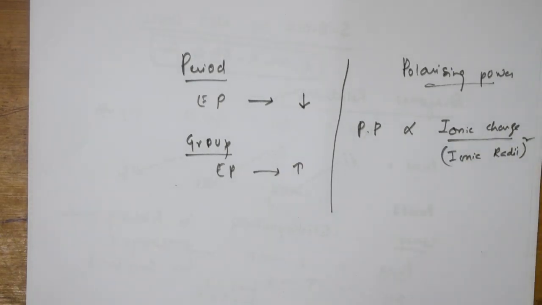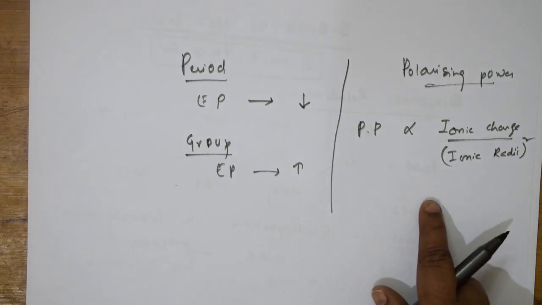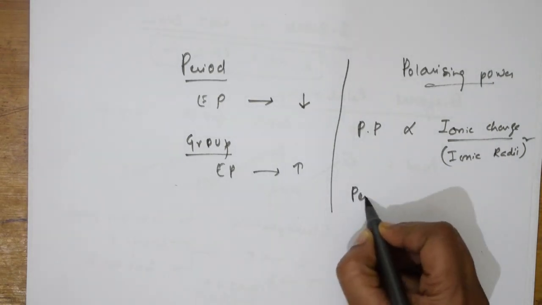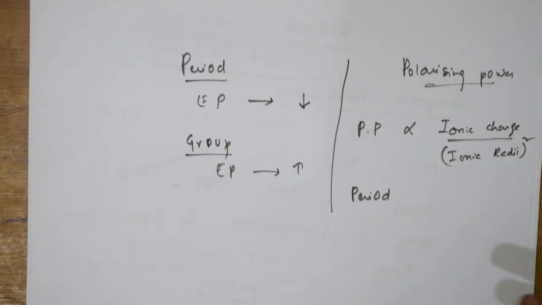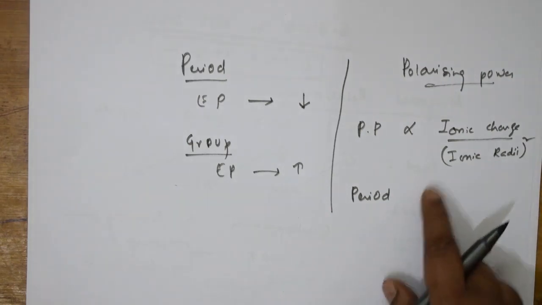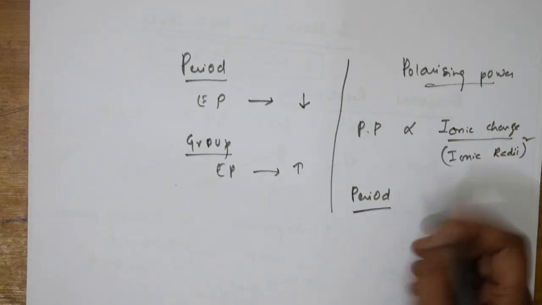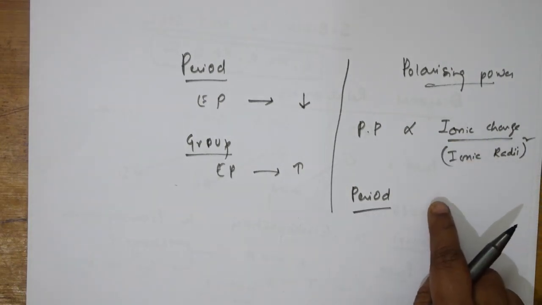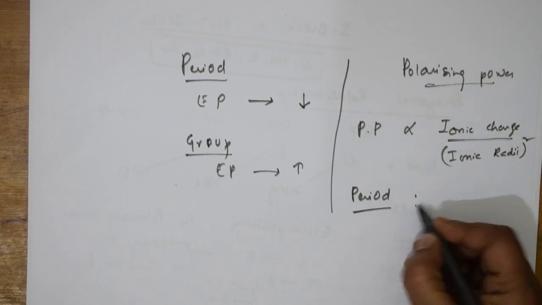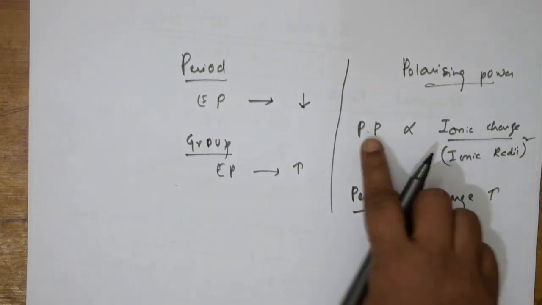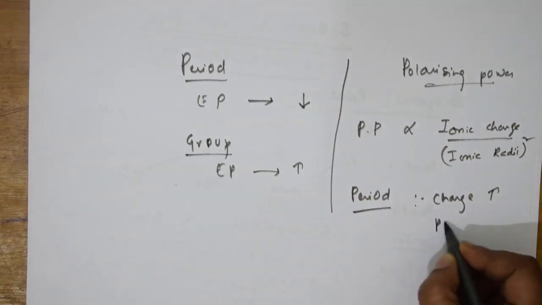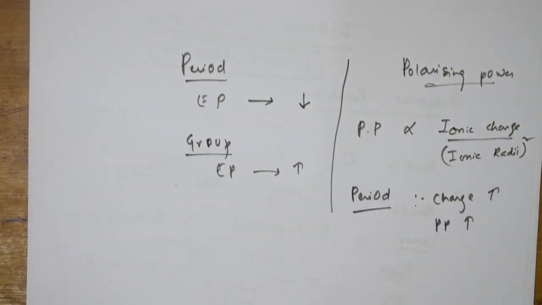Fine. So when I have to speak about polarizing power in a period, what is happening from left to right? As I said, it's the same thing. Charge increases, ionic size decreases. That means when I speak in a period, charge increases. When charge increases, it is directly related to polarizing power, so polarizing power also increases.